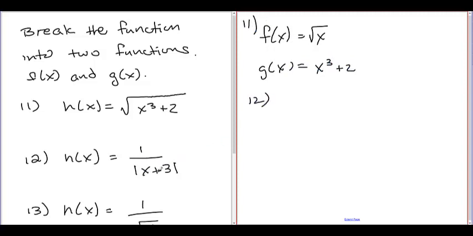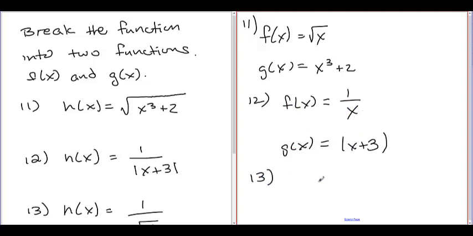Number 12, we have 1 over something. That something being the absolute value of x plus 3. You could actually make this into 3 functions, a 3-part composite function, but we're not going to get that complicated. So f of x would be 1 over x, and g of x would be equal to the absolute value of x plus 3. So when you plug this in, f of g of x, you get 1 over the absolute value of x plus 3.